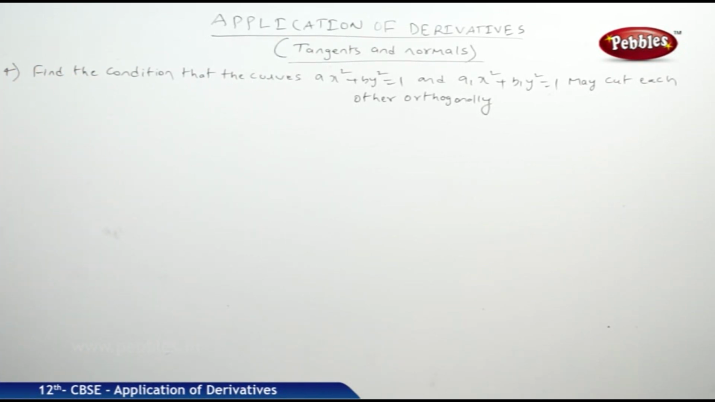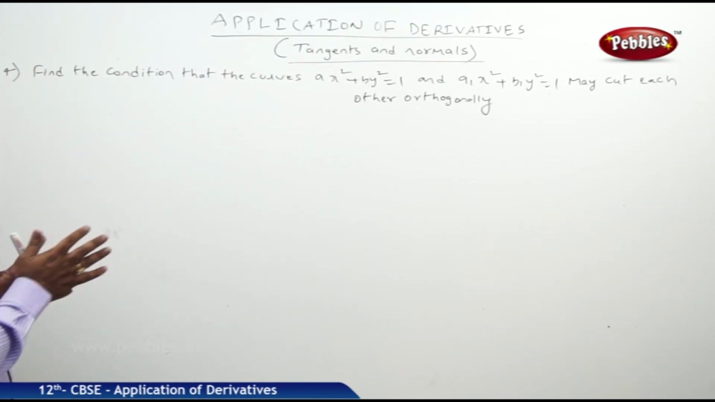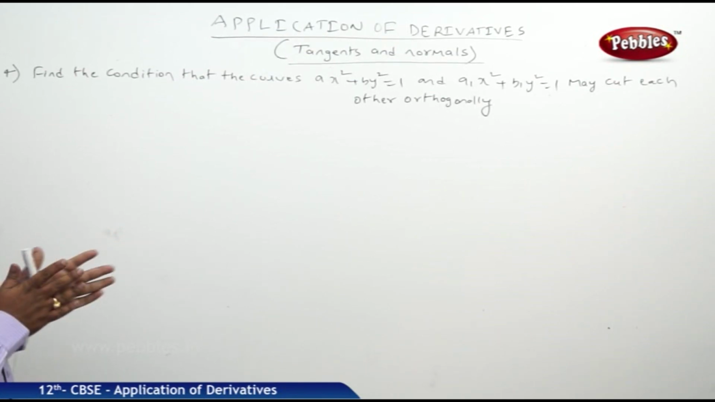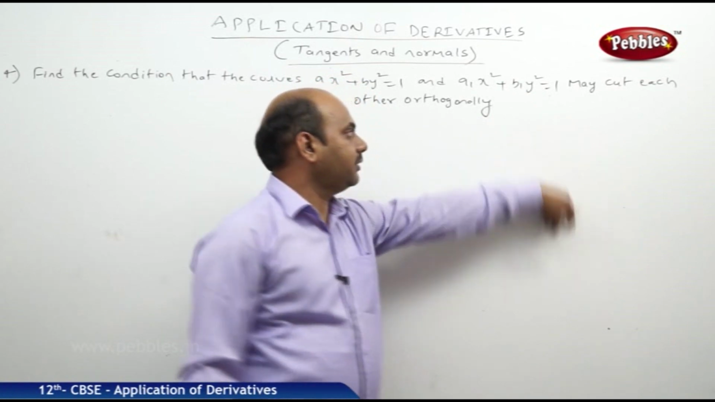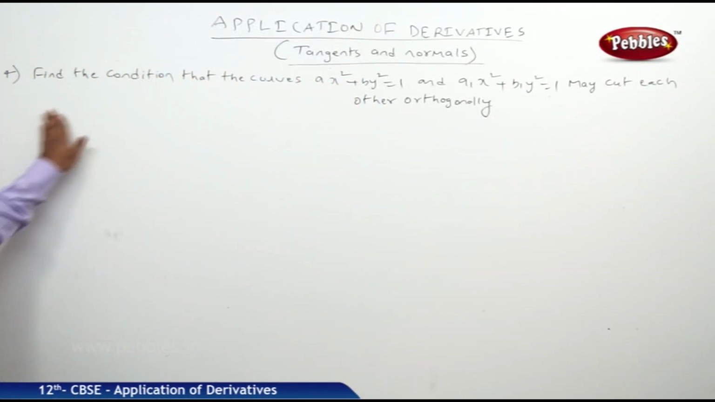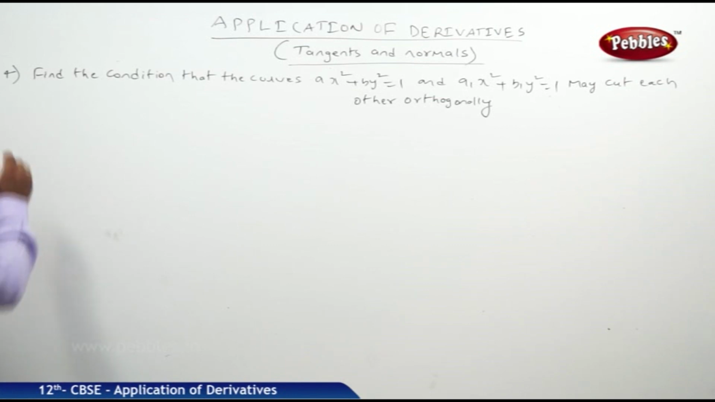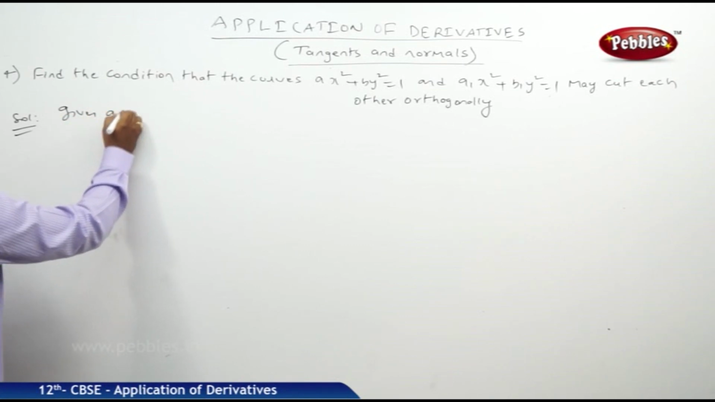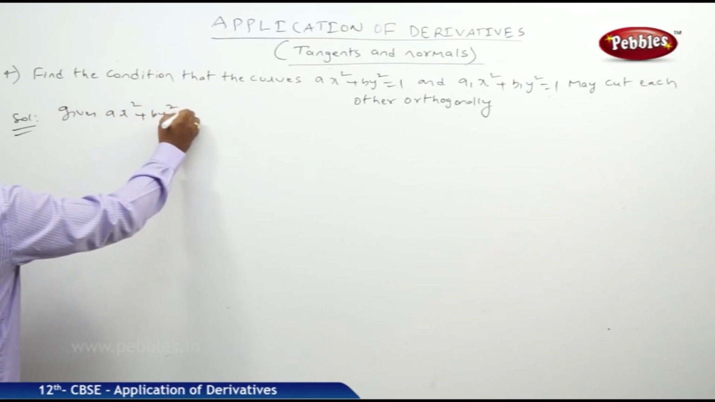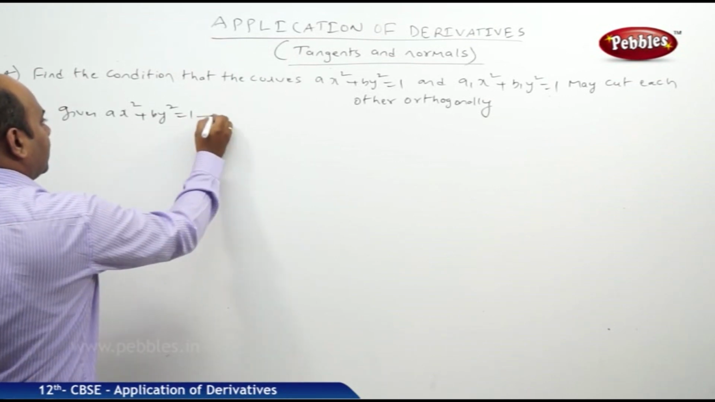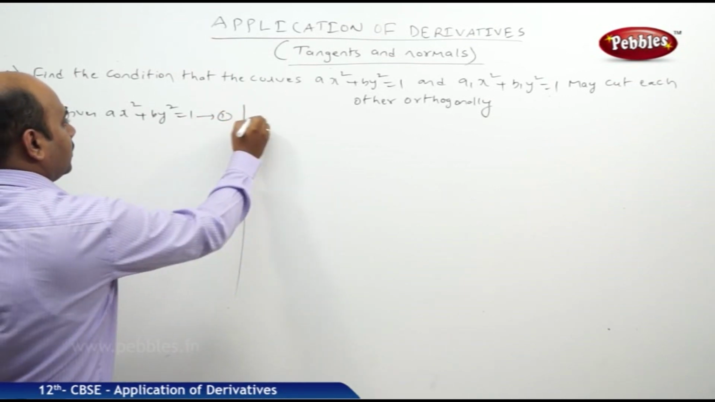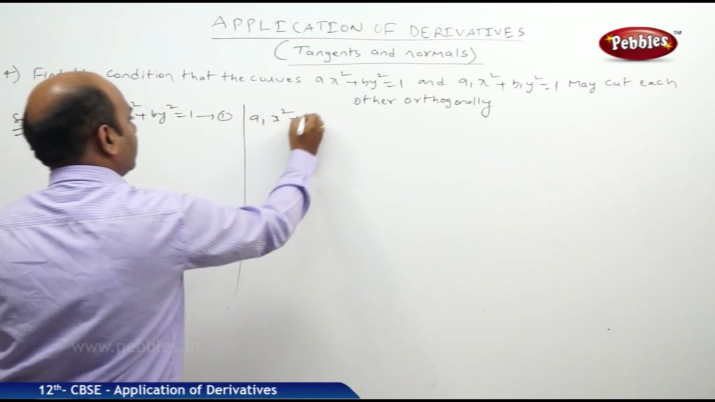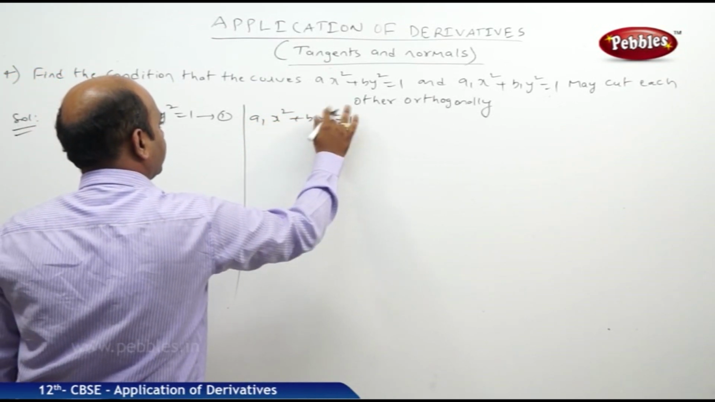Right, we shall see another beautiful problem. Find the condition that the curves ax square plus by square is equal to 1 and a1x square plus b1y square is equal to 1 may cut each other orthogonally. Observe carefully. We need to derive the condition this time. Find the condition is telling. So what I will be doing means, I will consider the given curves ax square plus by square is equal to 1 and I will call this as 1 and a1x square plus b1y square is equal to 1.